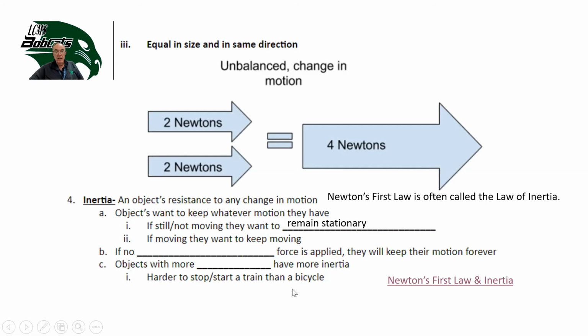Now, this also relates to safety. Seatbelts are an example of the law of inertia at work. If you're in the car and you're traveling along at 60 miles an hour, the car runs into something and it stops, your body has inertia. It wants to keep moving forward at 60 miles an hour. If you're not wearing the seatbelt, then your inertia says, I was moving at 60 miles an hour, and if they're moving, they want to keep moving. So your body wants to keep moving forward at 60 miles an hour. If you're not wearing a seatbelt, you move forward into the windshield at 60 miles an hour.